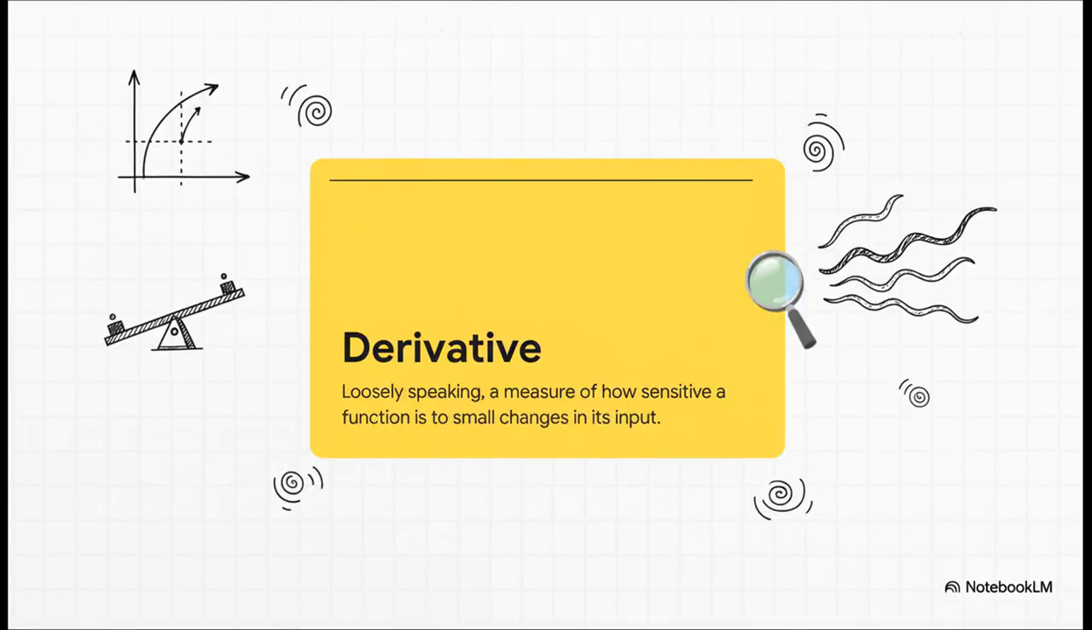And guess what? This idea also has a name. This ratio, this measurement of how sensitive a function's output is to a tiny little nudge in its input, that's called a derivative. And just like that, we've stumbled our way right into the second major pillar of calculus.